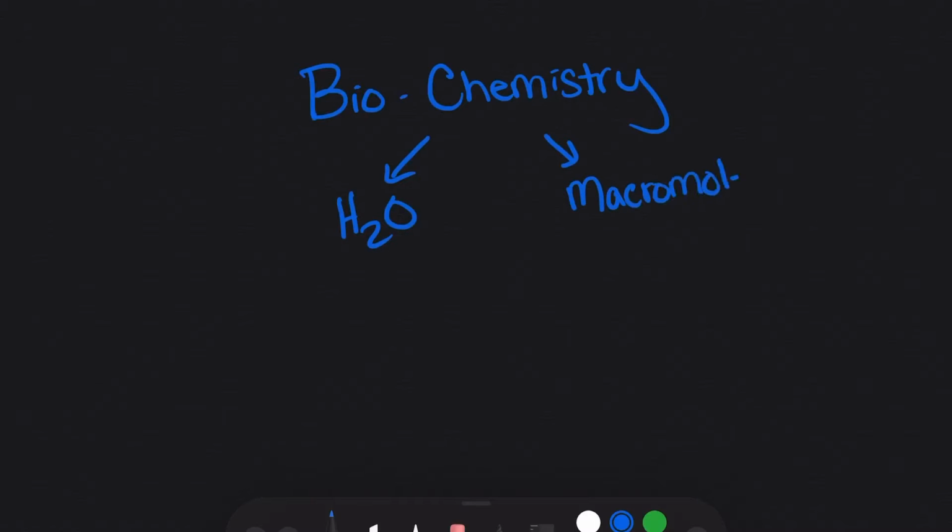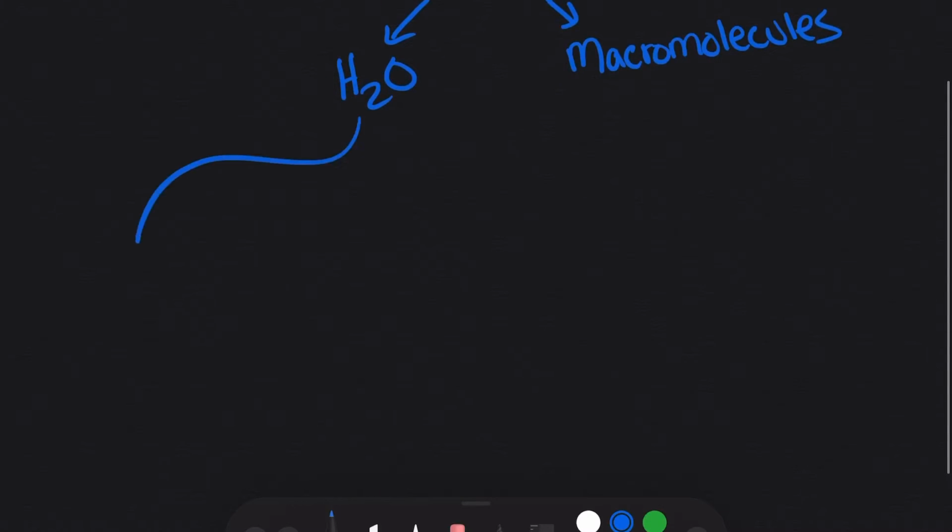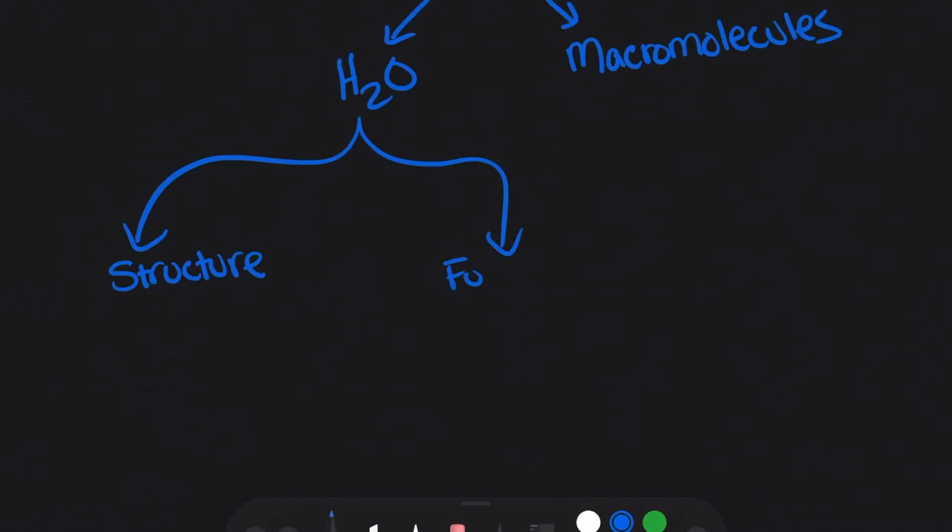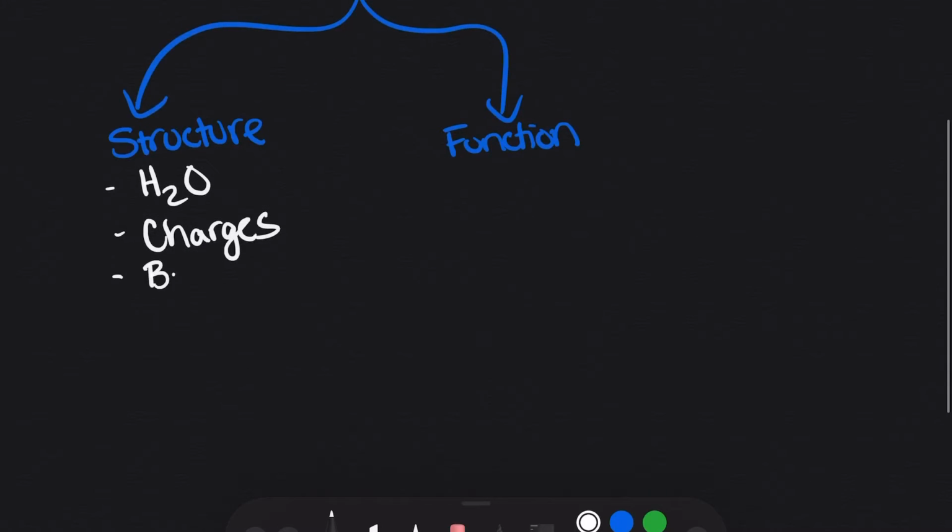So let's talk about biochemistry and an overview of what you're going to learn in this unit. We're going to take this unit, it's basically going to be two parts. The first part is going to be about water, or H2O. The second part is going to be about something called a macromolecule. So if we look at water, the first thing we're going to look at is its structure. The second thing we're going to look at is what it actually does, its function. You know, water structure is H2O. We're also going to learn about its charges and how it holds itself together, or how it's bonded together.